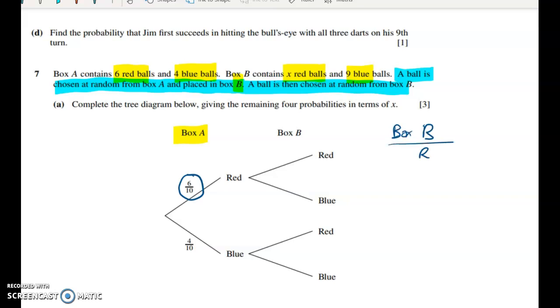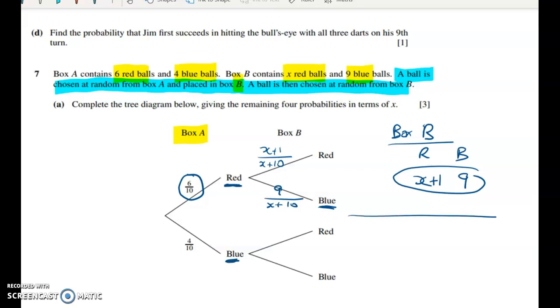Let's just put box B so we don't confuse it with the colours. It's got x red, and then it's got 9 blue. Now, if the ball that came out of A was red, that means it's going to have x plus 1 red balls and 9 blue ones. So the red probability here will be x plus 1 divided by x plus 10 for the total number. And here, if the red ball was chosen, then we're going to have 9 blue possibles out of x plus 10.